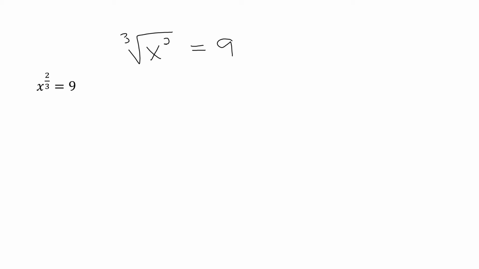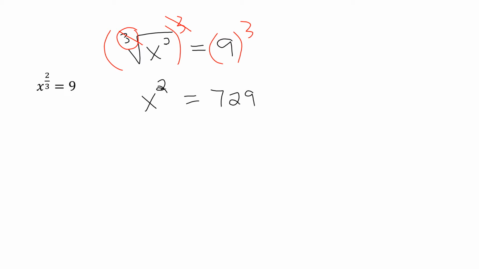As we learned before, if you want to get rid of a cube root, you're just going to raise both sides to the 3rd power. The cube cancels out the cube root, so that you're just left with x squared equals 9 to the 3rd power, which is 729. Okay? Now, I want you to think very carefully about this step.